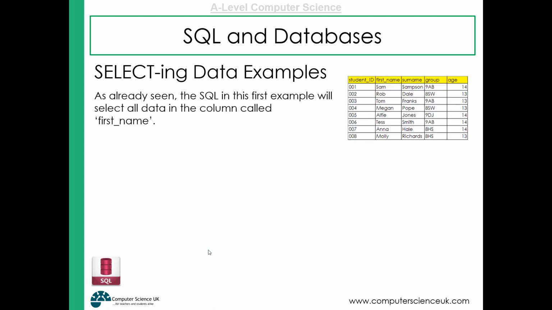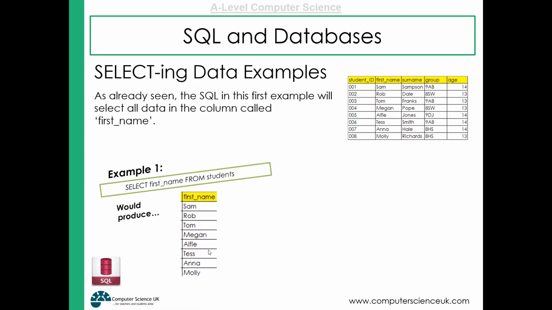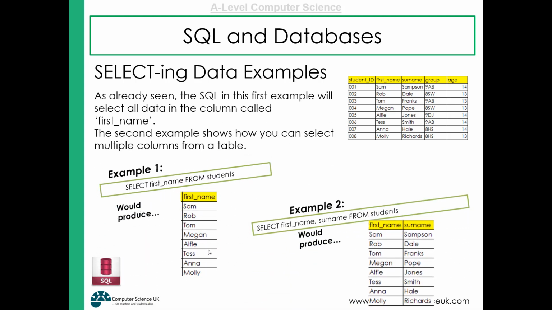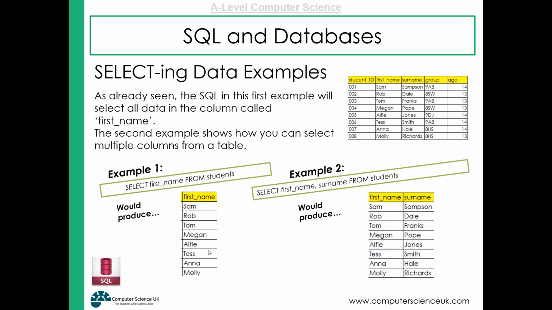Here are a few more examples. Again, that's our table. Example 2 is the one to focus on now. If we did SELECT first name, comma, surname FROM students, that would select two fields, two columns from our database, so that we can work with that data separately.